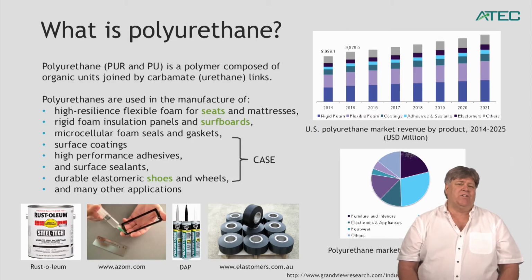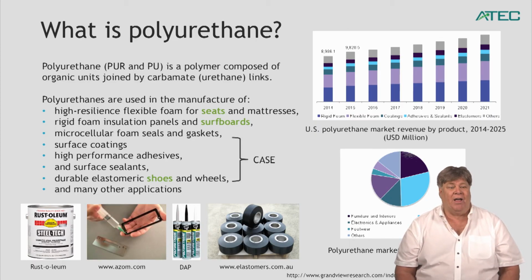Now I want to sort of switch gears a little bit and talk about another sort of chemical that you can derive from these lipids, which is a polyol, and we use it to make a compound called a polyurethane.